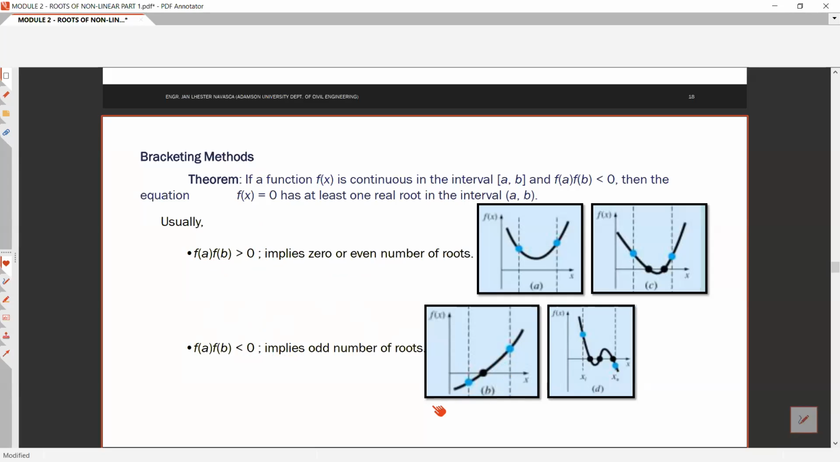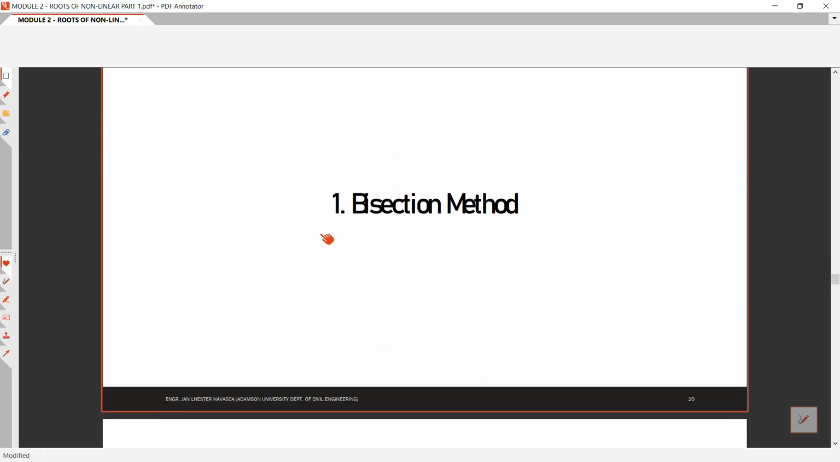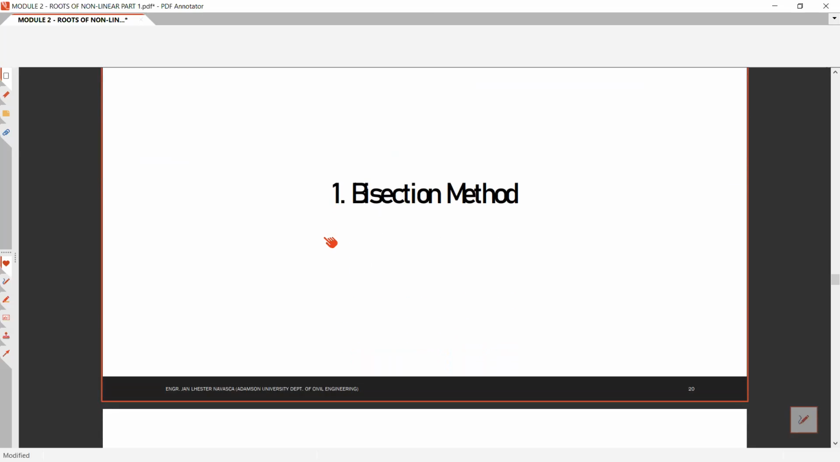kapag mga ganito yung graph. So don't worry, yung graph naman na ibibigay ko is hindi ka mahihirapan na ganito. Na hindi na yung dalawang product is negative, is a positive number. It's also this one, positive number din. So ayan. So first, we have the bisection method.